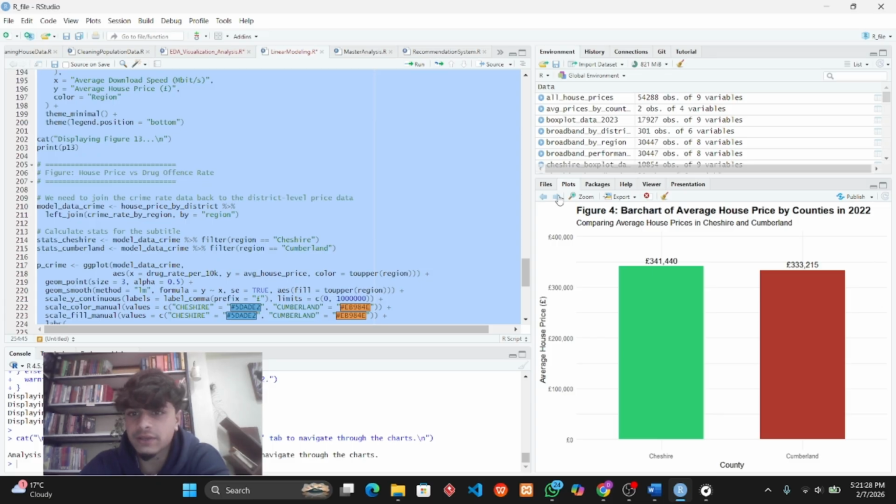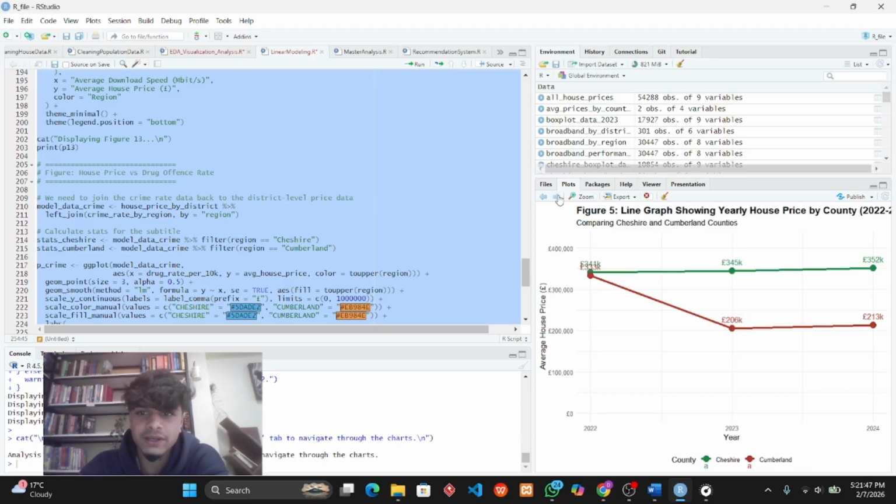So as you can see in figure 4, a bar chart of average house price in counties in 2022. This figure shows that both counties have a very similar average house price in 2022. It provides a baseline before the price gap increases in later years.